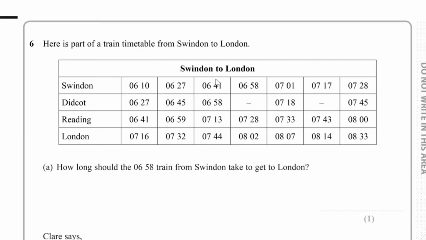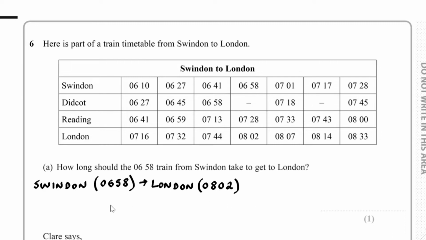Question number 6. Here is part of a train timetable from Swindon to London. For part A, how long should the 6:58 train from Swindon take to get to London? So we've got Swindon, and the time the train leaves Swindon is 6:58, and the time it arrives in London is 8:02.